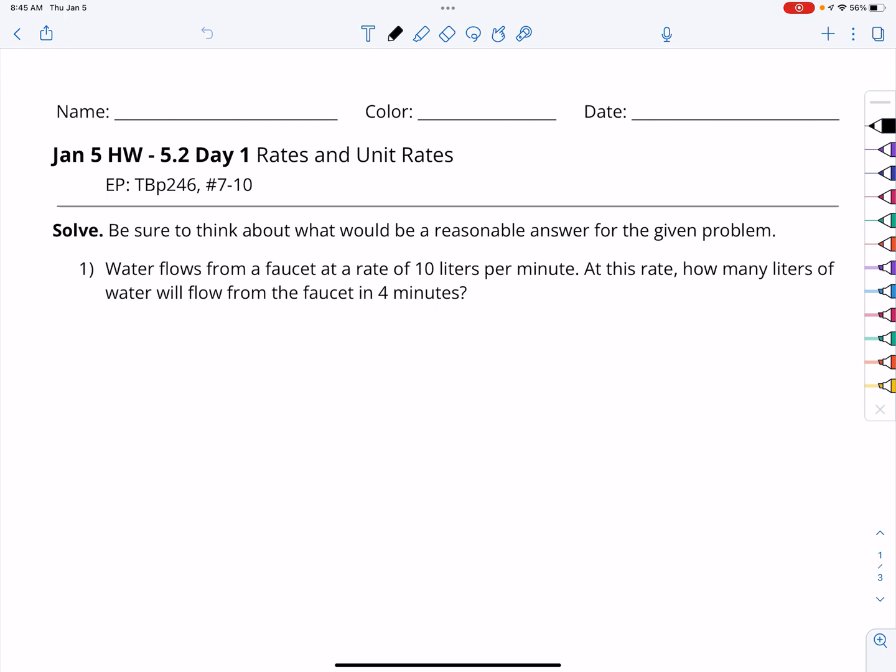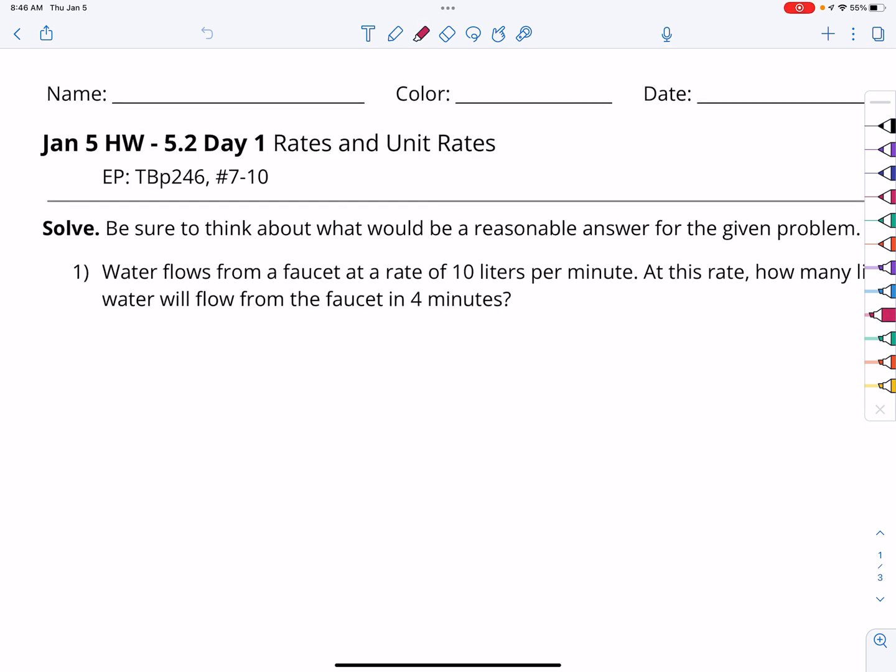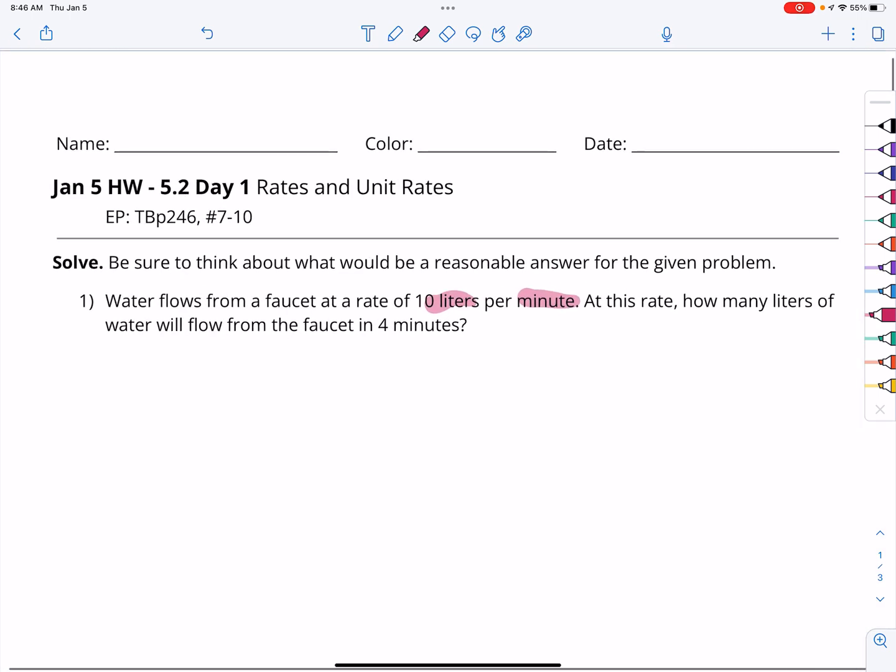So here we go. I know these are real-world problems, so my answer will have to be in a sentence, and I might need 1 unit or 2 depending on what the question is asking. So water flows from a faucet at a rate of 10 liters per minute. So we're dealing with liters per minute. At this rate, how many liters of water will flow from the faucet in 4 minutes?